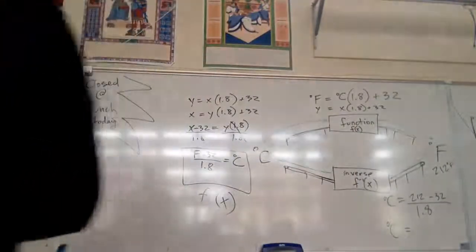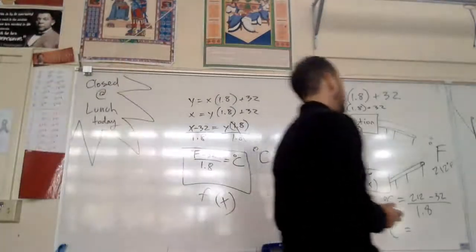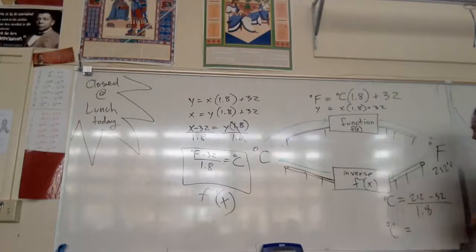That's just a couple steps on the calculator. I hope that's not so bad. You could do it, man. 212 minus 32? 180. Divided by 1.8? 100 degrees.